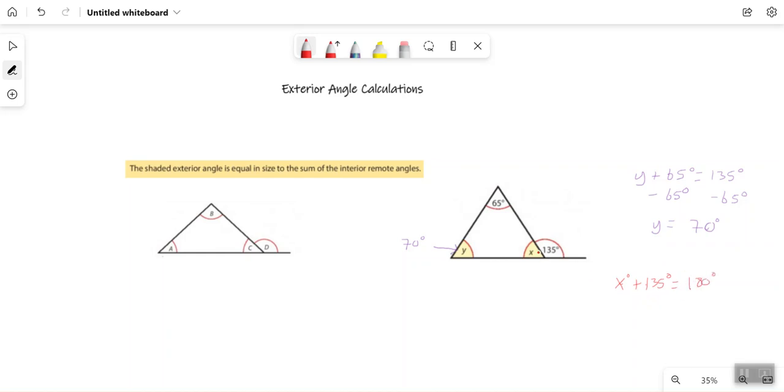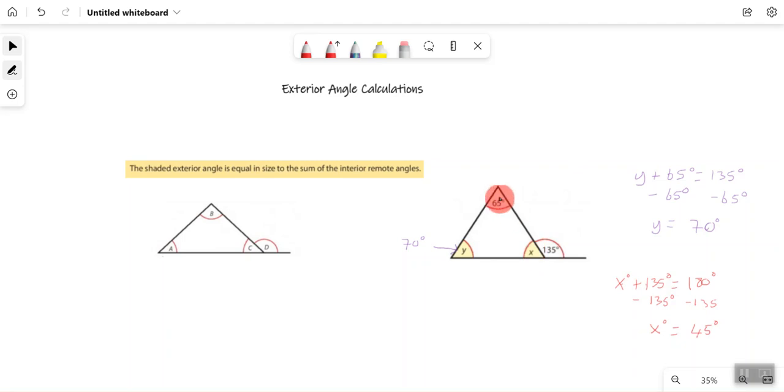If we treat these two here, it's going to be a straight line if we add the two of them together. So in order to work out what x is, I have to minus 135 from both sides. These will cancel out, and x degrees will be equal to 180 minus 135, which is equal to 45 degrees. So x is equal to 45 degrees. That's one way of working it out.